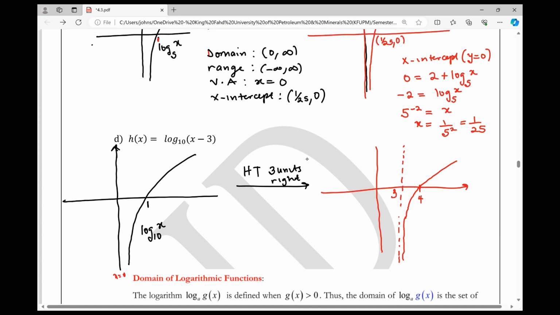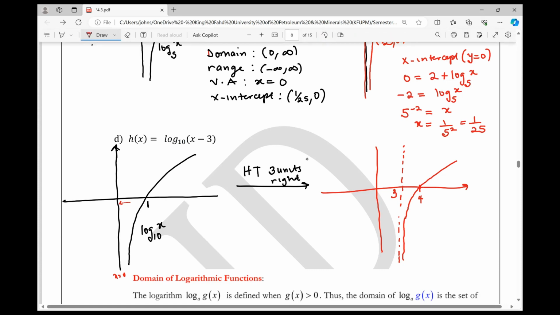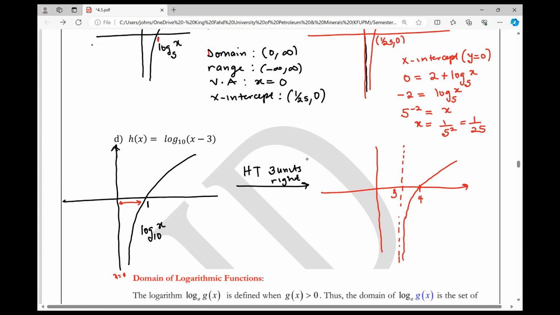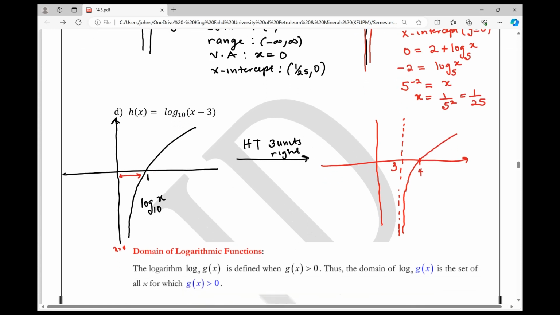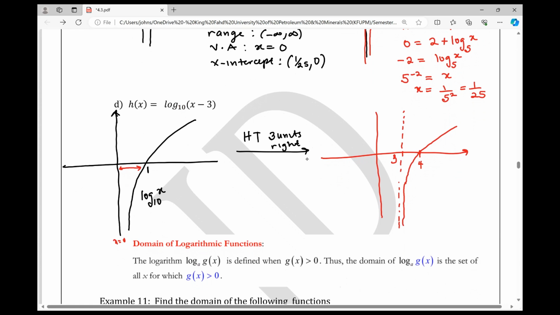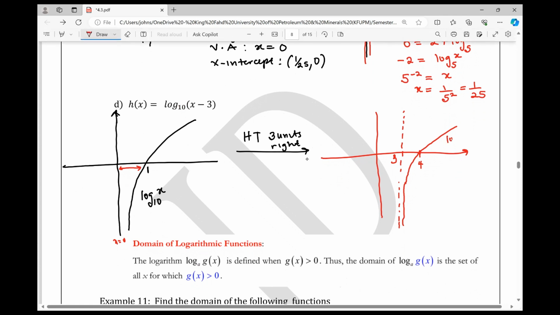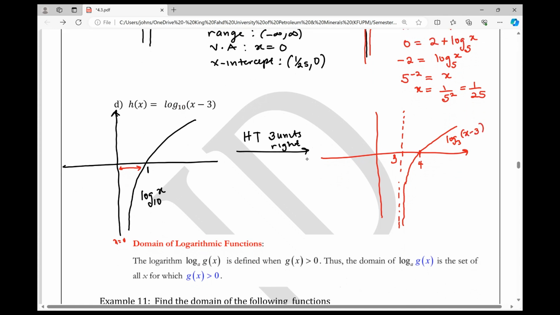So usually the distance, like here now, what is the distance from here to here? It's 1. And that is why we say the vertical asymptote is x equals 0. So take note of that. Not horizontal, I mean the vertical asymptote. Sorry. So here, what can we see? This is the graph of log base 10 of x minus 3.